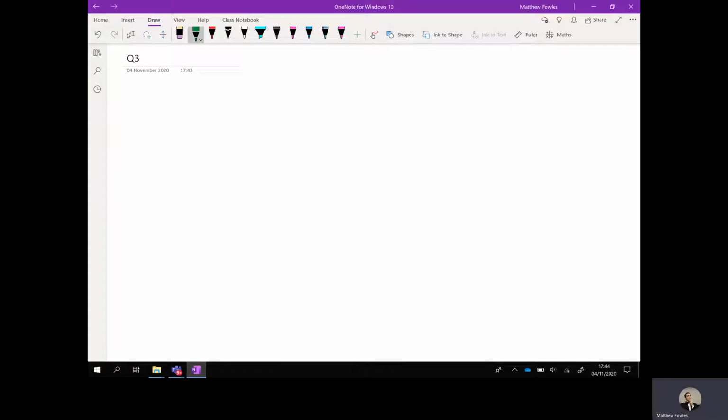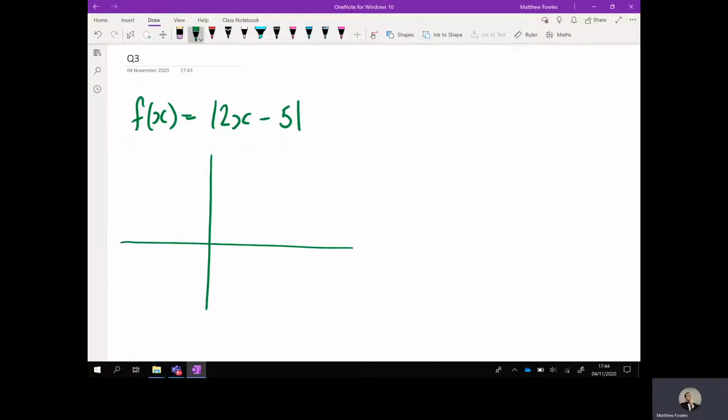Question 3, we have to draw a modulus function. f(x) is equal to mod of 2x minus 5. In order to draw this function, I always find it's best to draw the straight line without the modulus first, which is the line 2x minus 5, a straight line with a gradient of 2 and a y-intercept at -5.